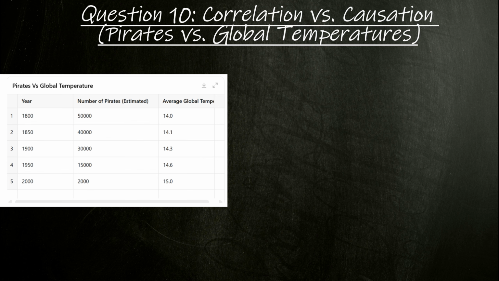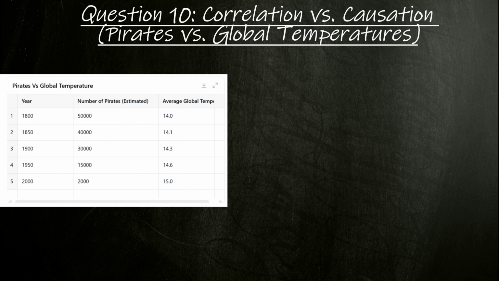At first glance, it might look like there is a relationship between the number of pirates and global temperature, because as one goes down, the other goes up. But this is actually just a coincidence. There is no real connection between pirates and climate change. The table is a great example of why we should always be careful when interpreting data. Just because two things happen at the same time doesn't mean one is causing the other.